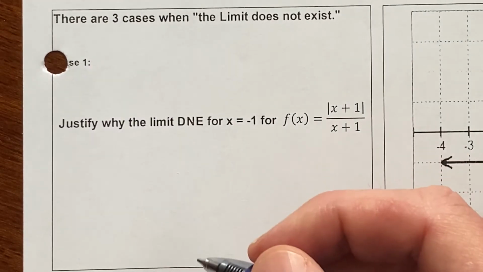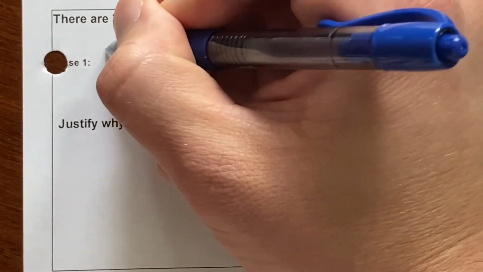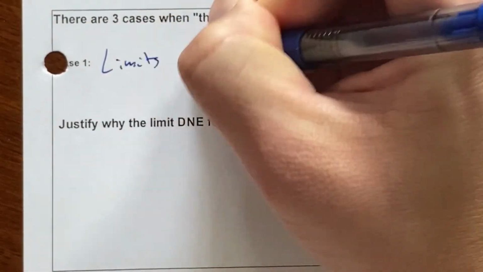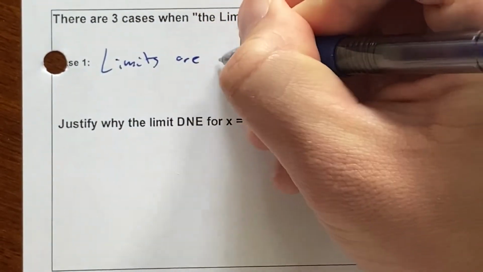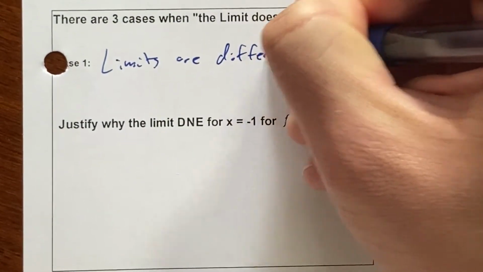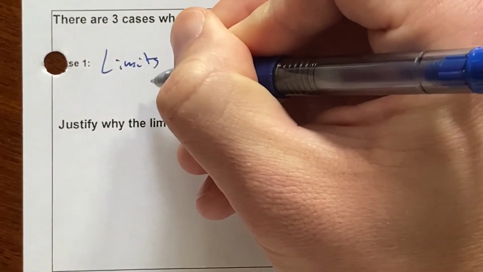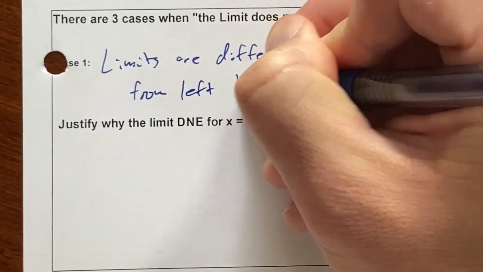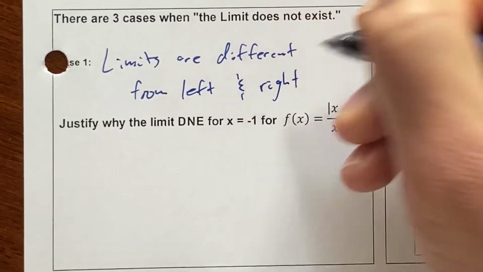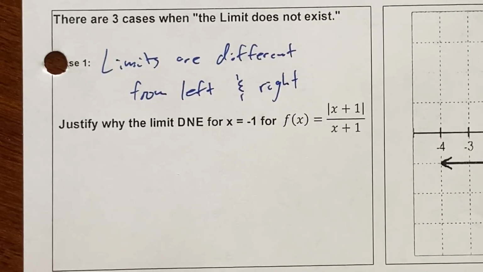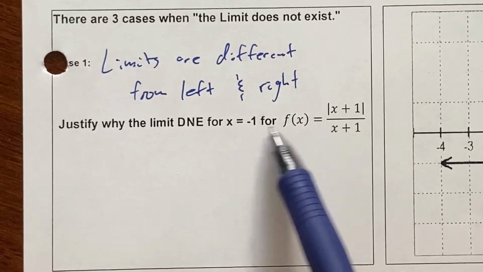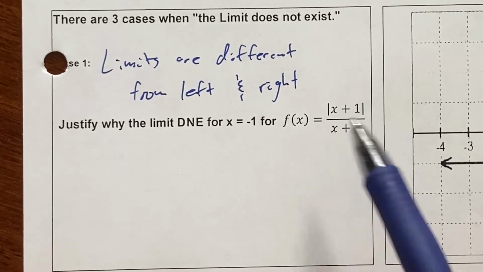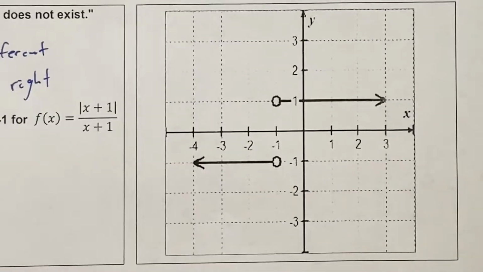First case, when a limit does not exist: the limits are different from left and right. Okay? So the limit would be different from the left and right. And I gave you an example right here: x plus 1, absolute value of x plus 1. So we've got a little piecewise function right here.